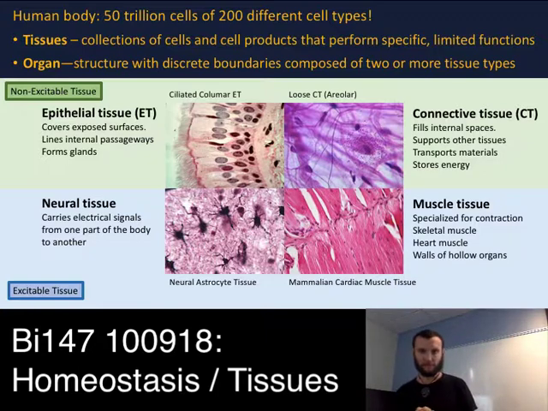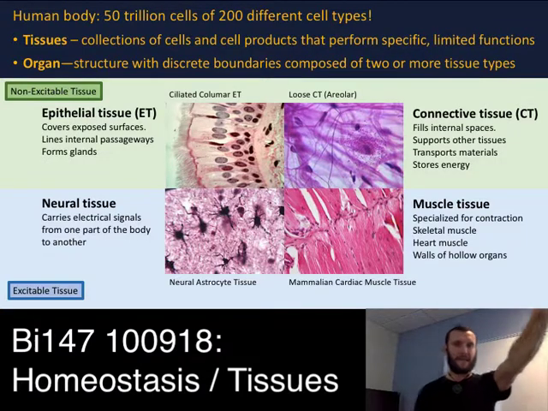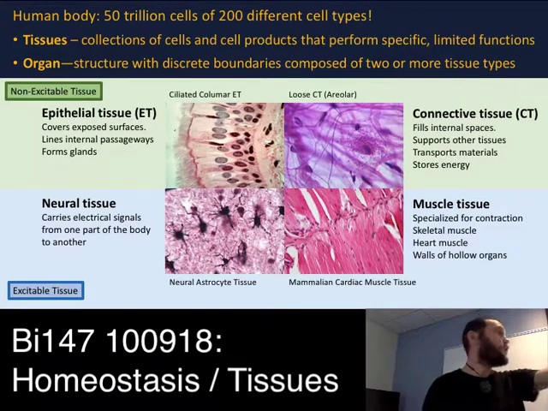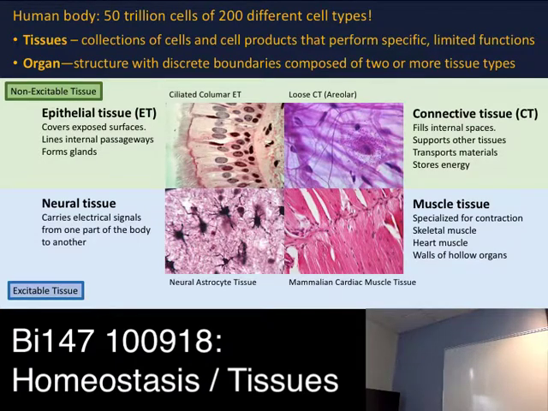The body has 4 basic tissue types. 200 cell types spread across the four tissue types. Those four tissue types are broken into two categories, non-excitable and excitable tissues. Okay? So the non-excitable tissue is what we're going to talk about first. And then we'll move on to the excitable tissue.